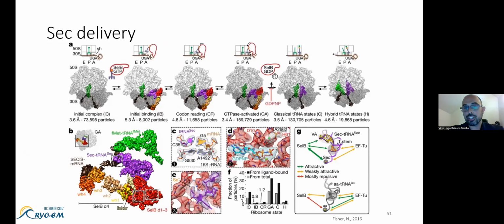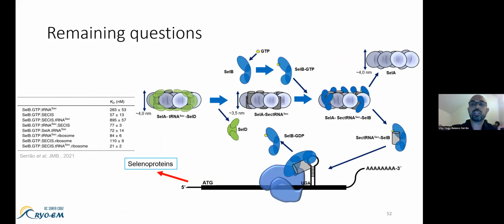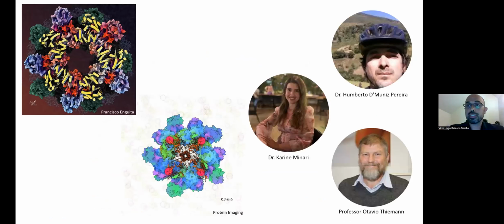And then Niels Fischer from Professor Marina Rodnina's lab with Holger Stark, they did an incredible cryo-EM work on understanding how SelB specifically delivers the tRNA Sec into the A site of the ribosome. However, nobody ever understood how the elongation factor can recognize the tRNA Sec from SelA. So those are all the remaining questions that we're still working on in collaboration with obviously PNCC and also Professor Tiemann.